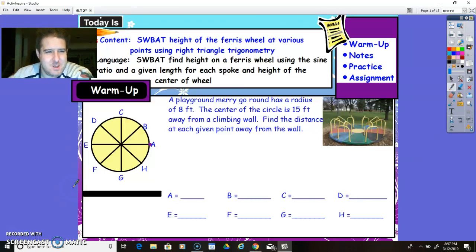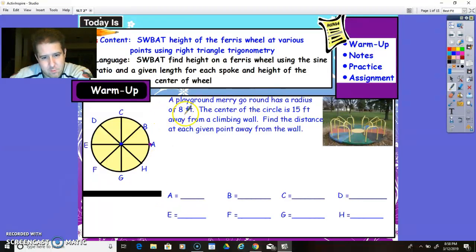With Algebra 2. This is Unit 3, Topic 1, SLT2. First day. Once again, we're getting into more of an intro of sine functions. And starting off with a warm-up, this is very much like what we had done in the last video. So we're trying to find the distance that a merry-go-round is at all these positions away from this wall.